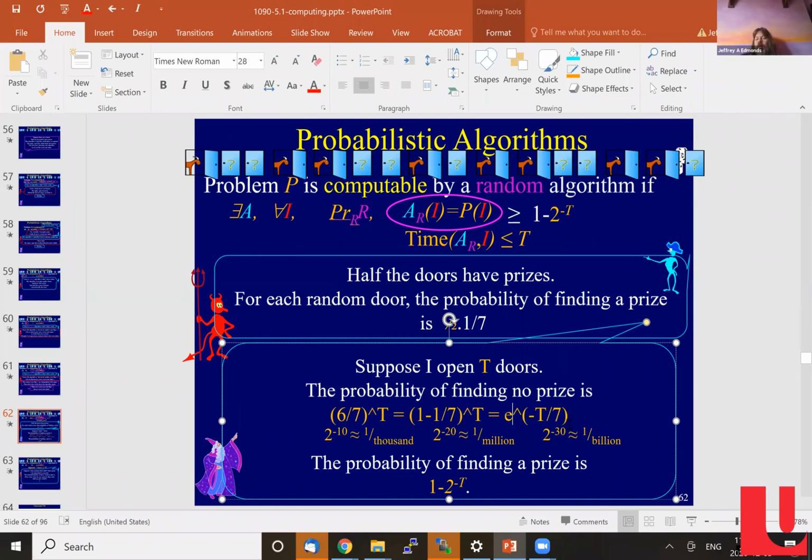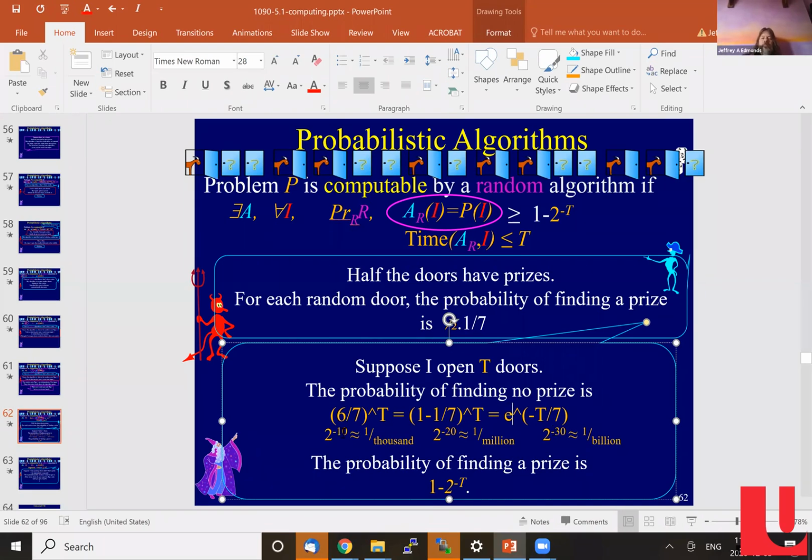You know, e is 2.7. So if I looked at 7 doors, the probability I don't find a prize is about 1 in e. So then t over 7 times, I look at 7 doors, and that becomes the probability. This is more math than we're going to cover right now.